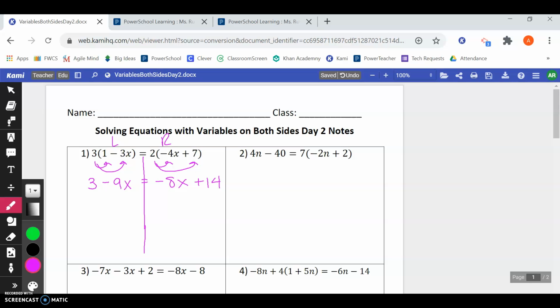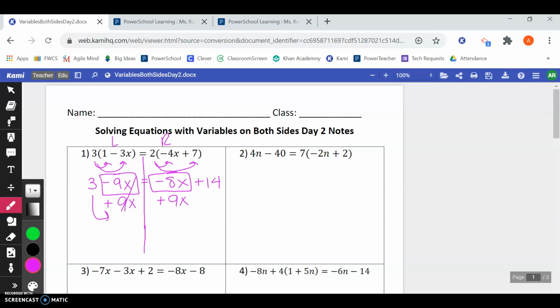What I want to do next is get all my variables on one side. I have this negative 9x here and this negative 8x here. Normally I want to move the smaller one just to keep things positive, so I have less of a risk of making a sign error. But if you prefer to move the bigger one, it'll work too. I look at my numbers: I have a negative 9x and a negative 8x. Negative 9x is smaller than negative 8x, so I'm going to do the opposite. I'm going to add 9x to both sides to make this 0.